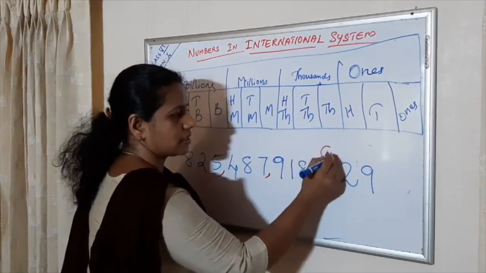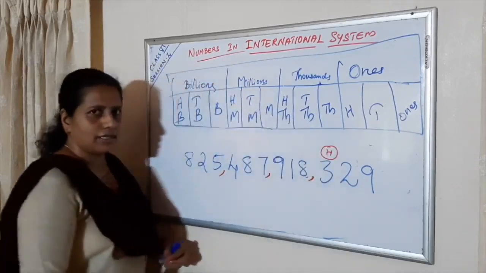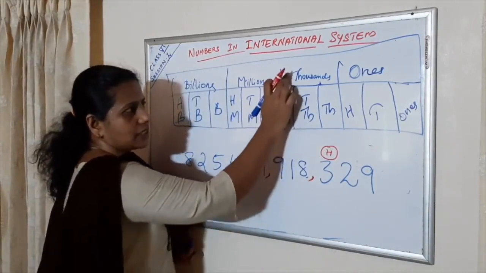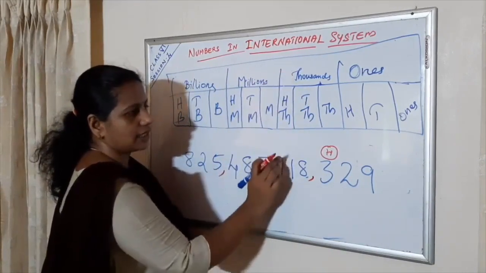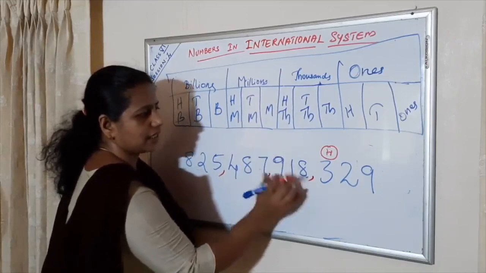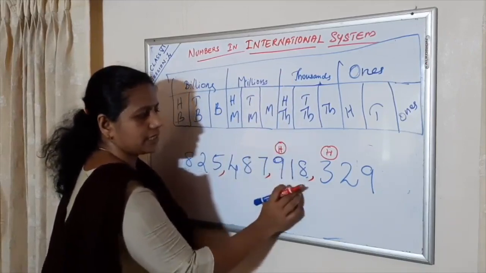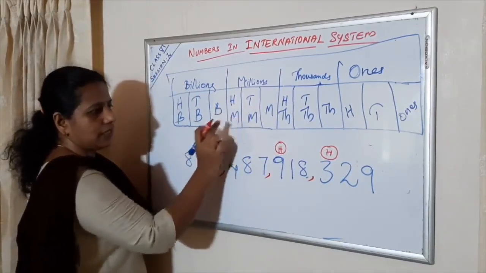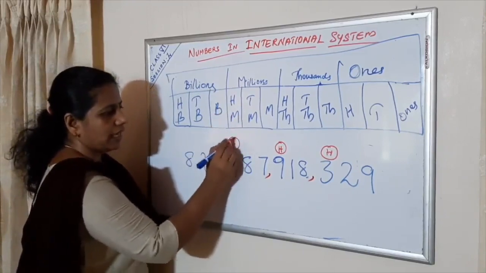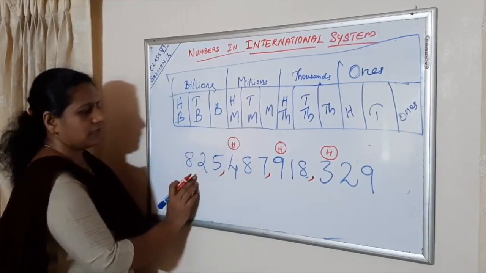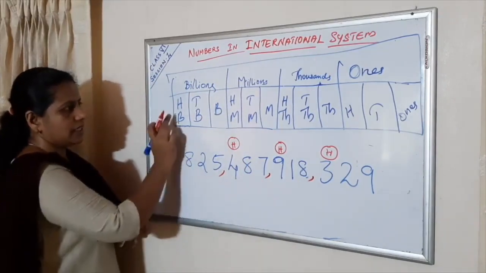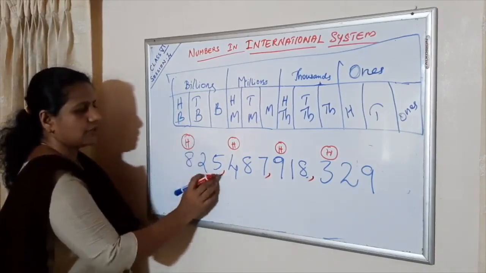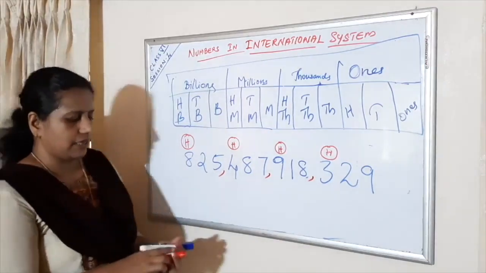329. That is very easy because we are studying it from second and third standard itself. Okay. Then next one, 9. Next period is 1000. That is 918,000. Next one is 487. 4 is in 100 millions place. So 487 million. Next one is 825. 8 is in 100 billions place. So 825 billions. Once again I will tell you.